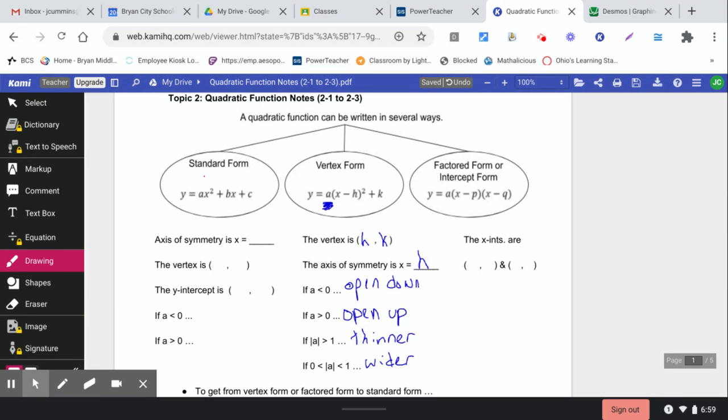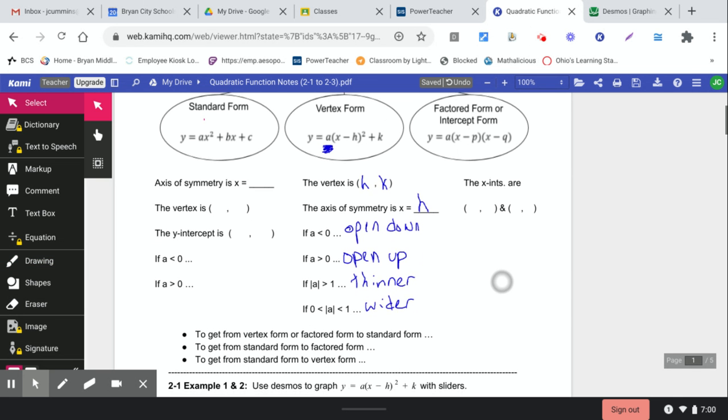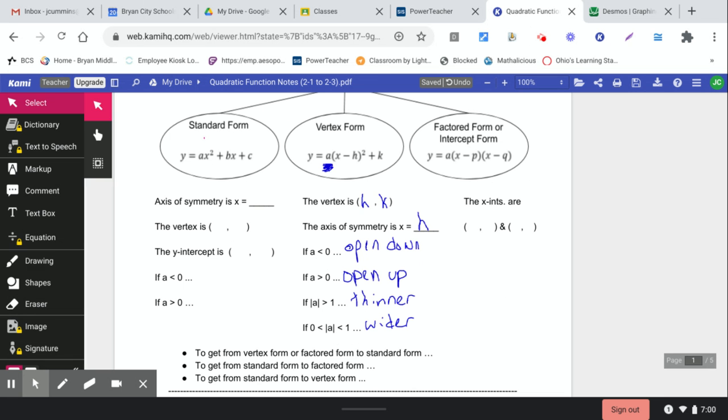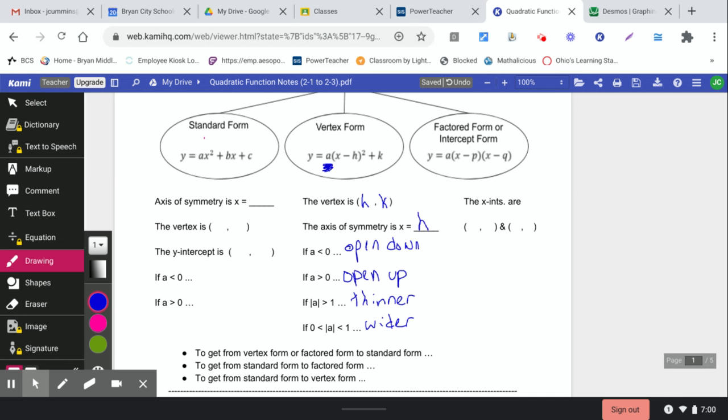Now, all of these other things we will get to eventually. We'll get to the other forms eventually. We're going to spend a lot of time switching between the different forms too, because each form tells us something a little bit different. So if you want to get from vertex form to one of the other ones, usually we go from vertex form to standard form.